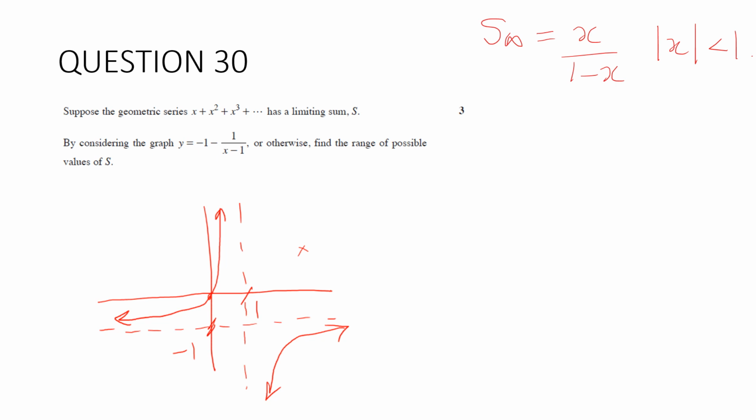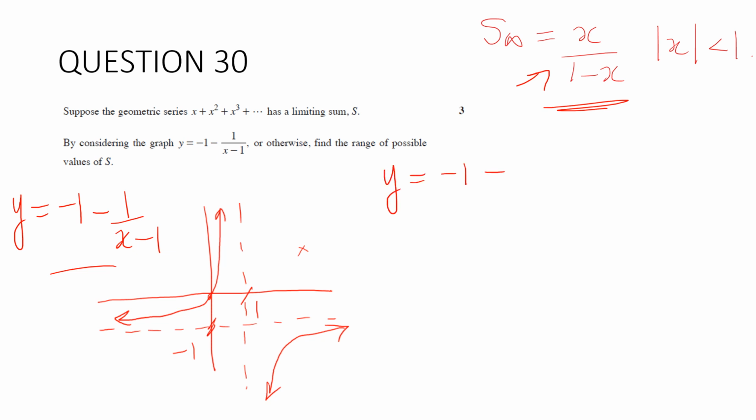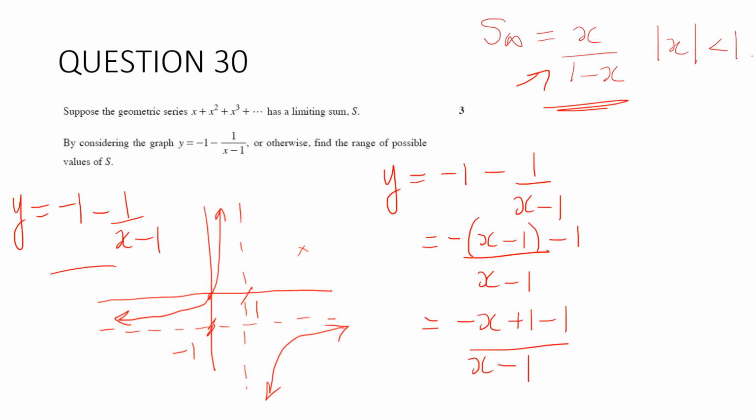So you're probably asking yourself, well, what on earth does this graph have to do with this function? And they're actually the same thing. Now, you can manipulate this and turn it into that, but it's actually easier to go the other way. So let's start with y is equal to negative 1 over x minus 1, and make a common denominator. So negative 1 lots of x minus 1, take away 1, equals negative x plus 1 minus 1 over x minus 1, which is equal to negative x over x minus 1. So it's similar, but we're not quite there.